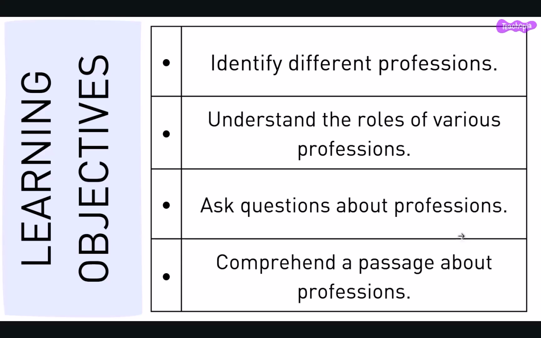We come to the learning objectives. So you have a list of learning objectives and outcomes which are based upon the NCERT and DSERT books. The learning objectives are to identify different professions, understand the roles of various professions, ask questions about professions, and the students will be able to comprehend a passage about professions.